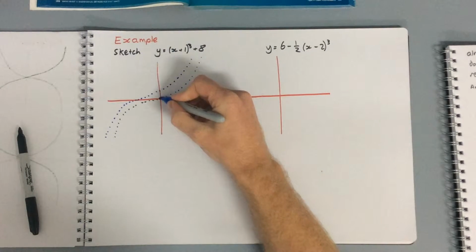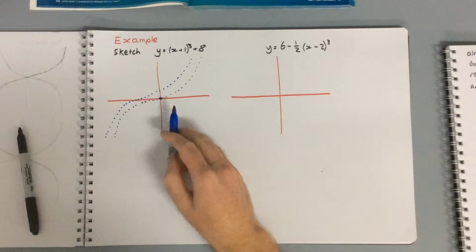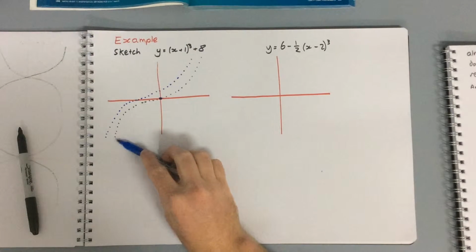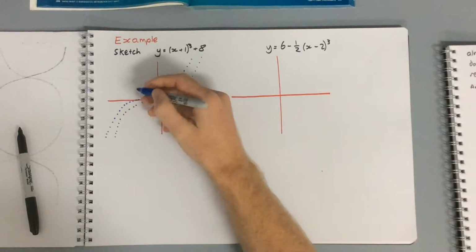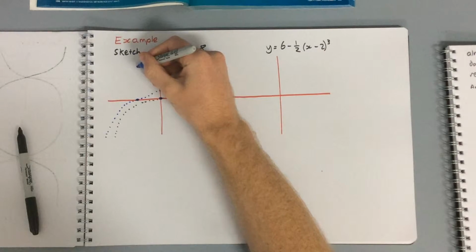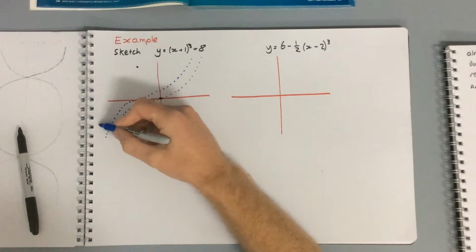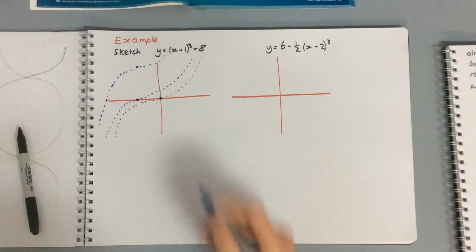So here's our reference point, basically. For our starting point, reference for x cubed, we start there. We move it across 1, and then we're going to move it up 8. So somewhere up here. And it's still got the same shape. We're not dilating it.